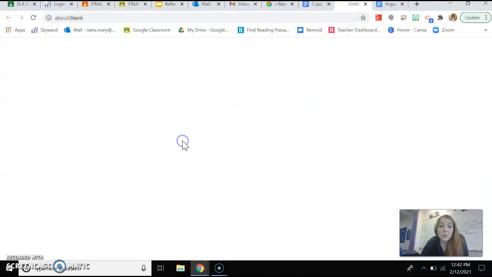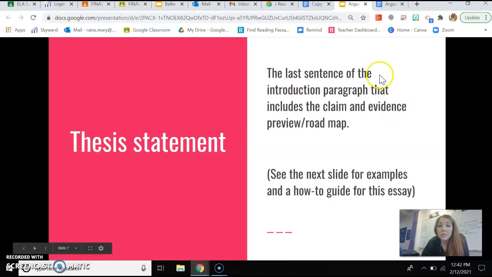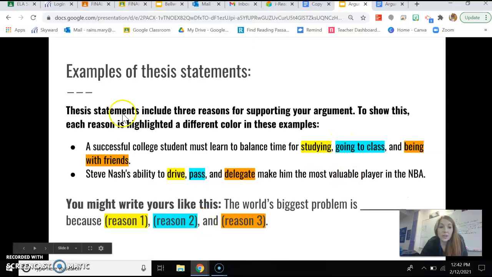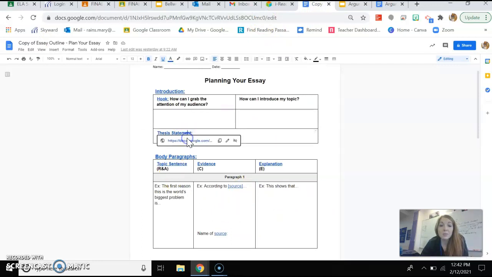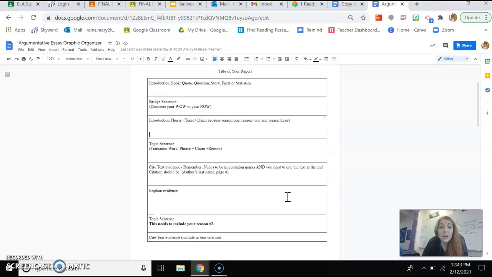And also, if you want to follow this link, it says basically the same thing that I just went over. The thesis statement is the last sentence of the introduction paragraph that includes the claim and evidence. And then as you go on, here are some thesis statements. And then again, here is what you guys could write as your thesis statement. So just so you know, that's where you're going to put it on this template. And on this template, it's right here. Okay, so go ahead and type that right now and pause this video at any time.